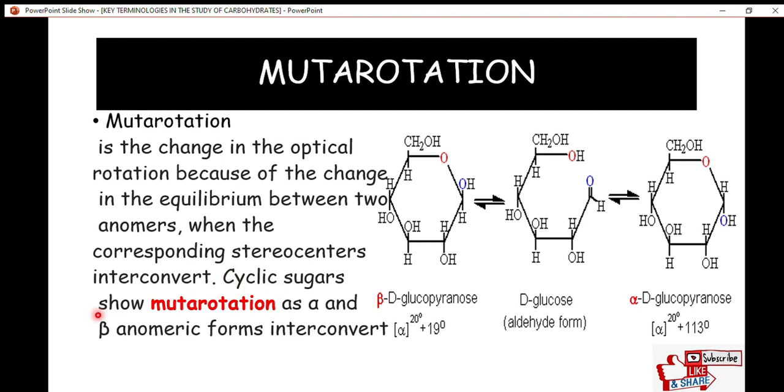So cyclic sugars show mutarotation as alpha and beta anomeric forms interconvert. When we mutarotate a beta D glucose, that means we are changing the beta D glucopyranose to an alpha D glucopyranose. So that's the basic terminology of mutarotation. We are changing the configuration, we are changing the anomeric form. If it's in the beta anomer form, then we are converting it to what? An alpha anomer form.